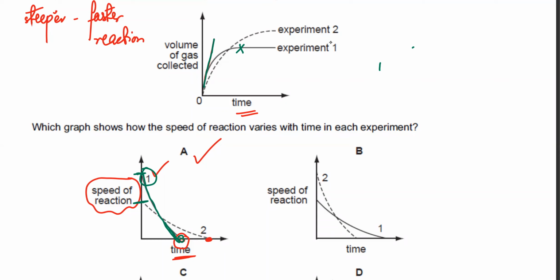Yes, sir, I get it now. Experiment number 2 is slower. The curve is less steep, but it goes on for a longer time. Even now it's not coming to a stop. I think there's some H2 gas still being produced.